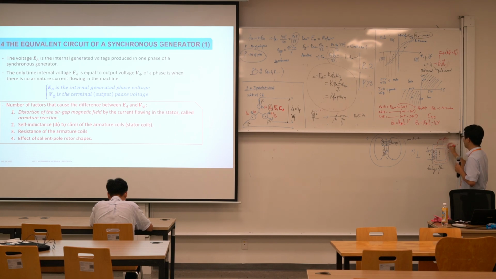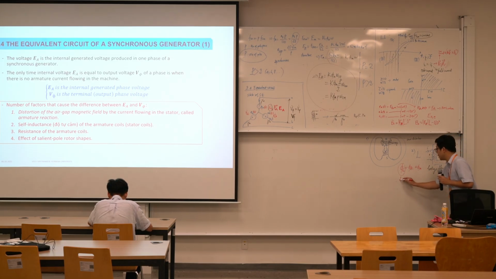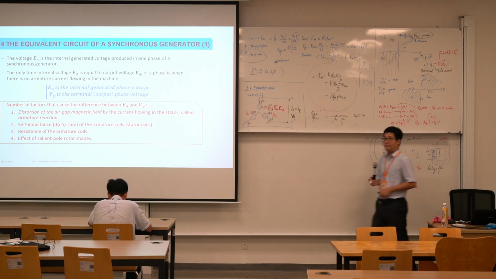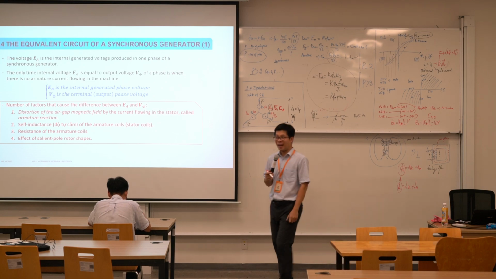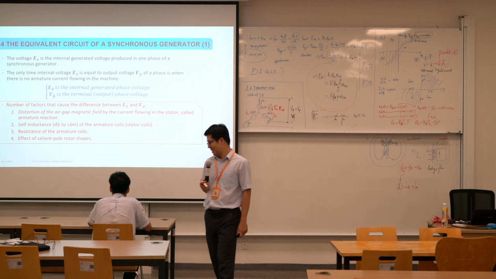Main flux. Okay? So the total flux is the flux from leakage plus the main flux. This generates self-inductance L, and self-inductance is leakage inductance plus main inductance. We say self-inductance. Okay?